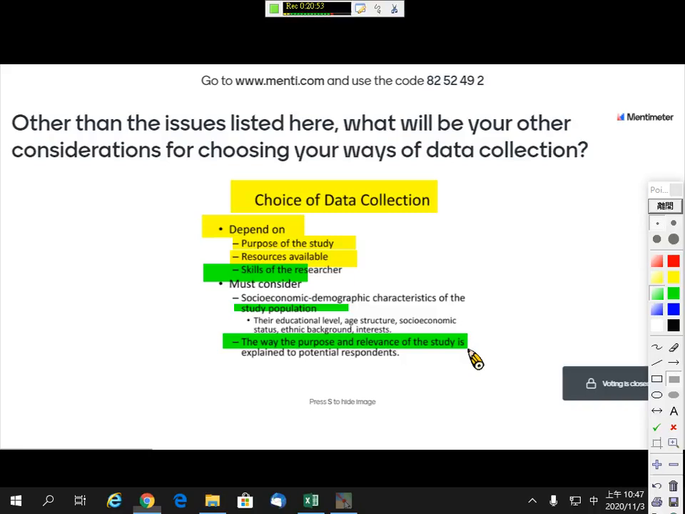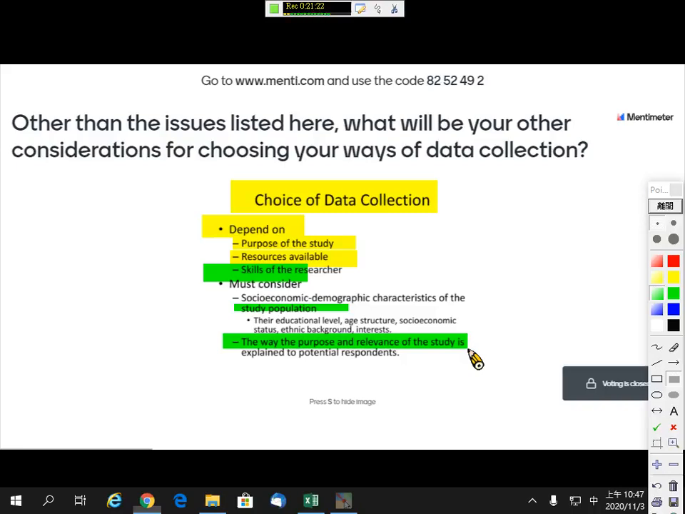For example, you are conducting an interview survey on how to improve the wind industry policy here in Taiwan. So you interview a group of experts out there. You have to inform them in advance. The purpose of the study is to gather your comments and your expectations about how the government can improve the policy for the wind industry. So you have to let them know.